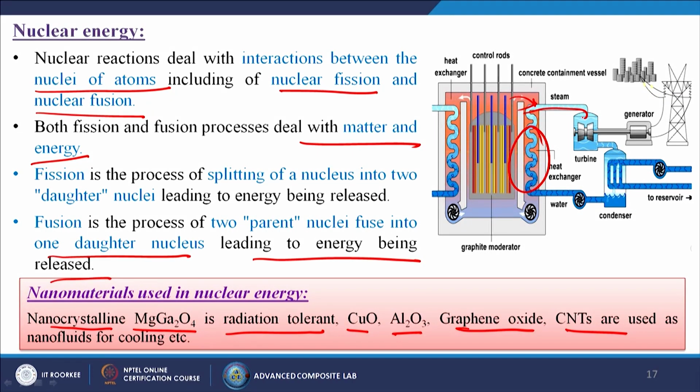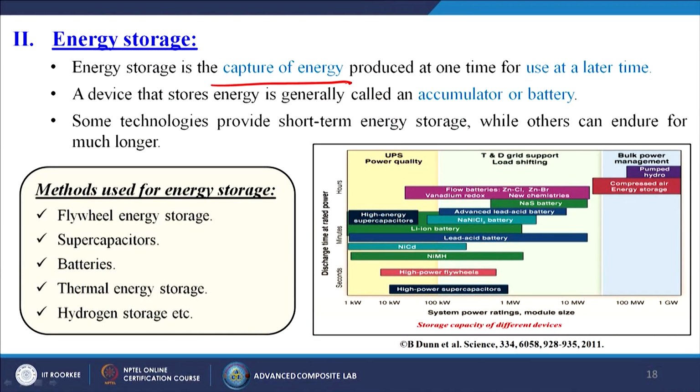So, till now we have been discussing the energy harvesting systems. Now we are going to discuss the energy storage systems. Basically, energy storage is the capture of energy produced at one time for use at a later time. A device that stores energy is generally called an accumulator or a battery.